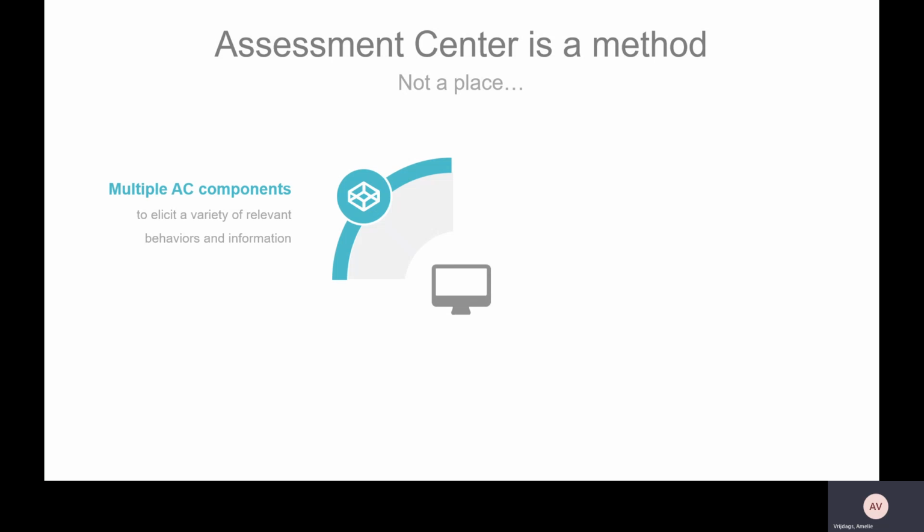So first of all, an assessment center is comprised of multiple exercises or components that are each designed to elicit a variety of job-relevant behavior and information.